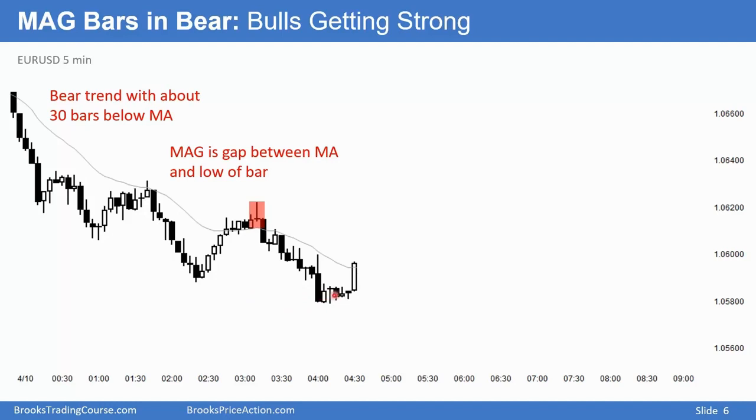60% chance the bulls will get a major trend reversal attempt after a gap bar in a bear trend. 40% chance the major trend reversal will lead to a bull trend. 60% chance the major trend reversal will lead to another bear flag and another leg down or a trading range.